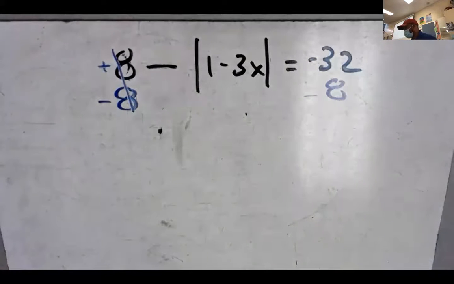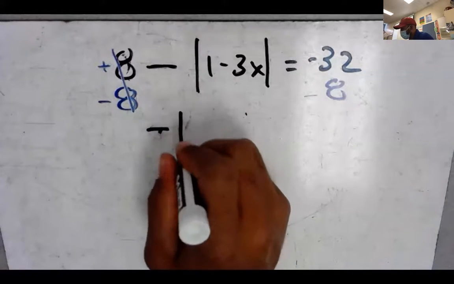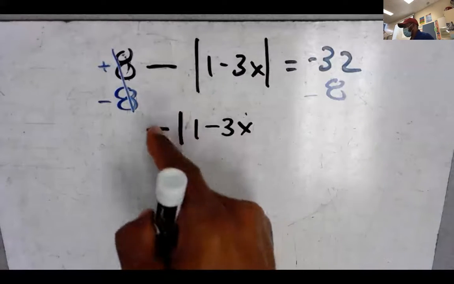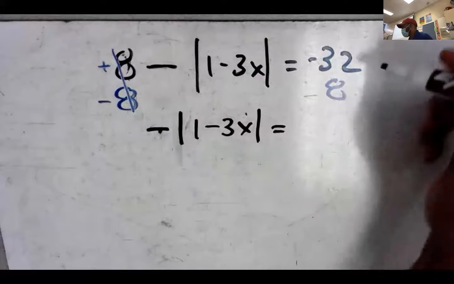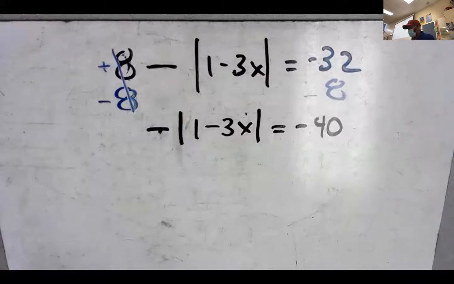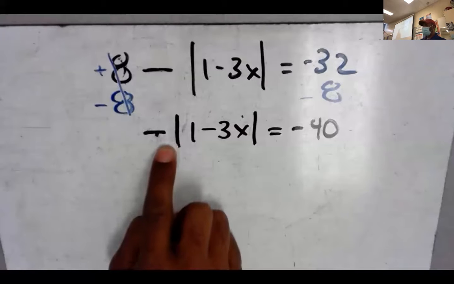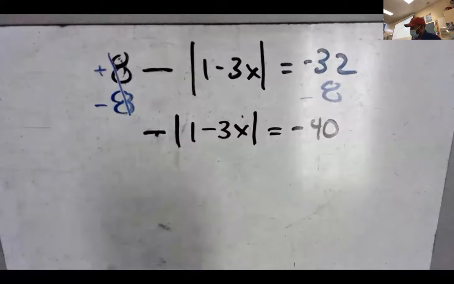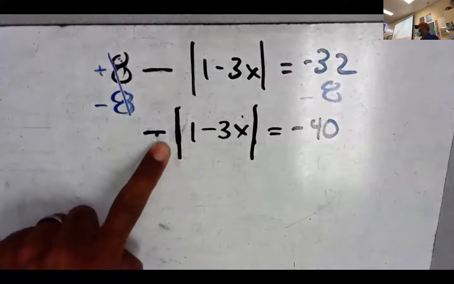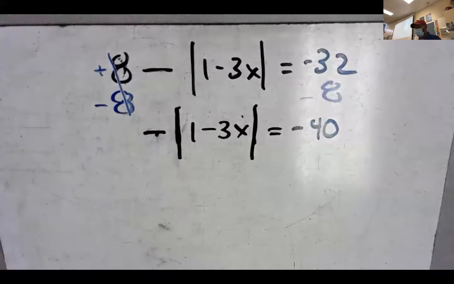So when I bring it down, I'm going to put that negative right there. So negative 32 minus 8 is minus 40. Now, this is the bar, the absolute value bars. That's a negative, but negative what? That's a negative 1. So remember, if it's just a negative, this is actually negative 1.